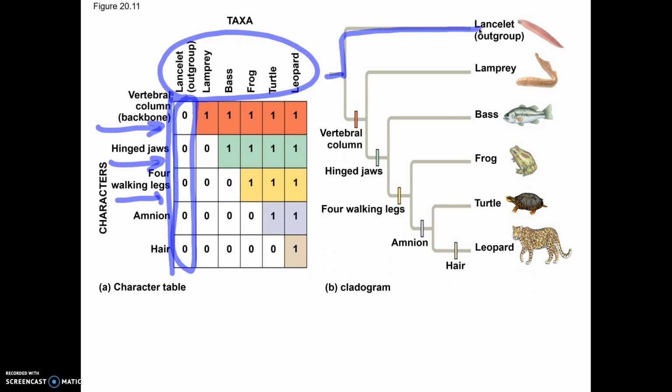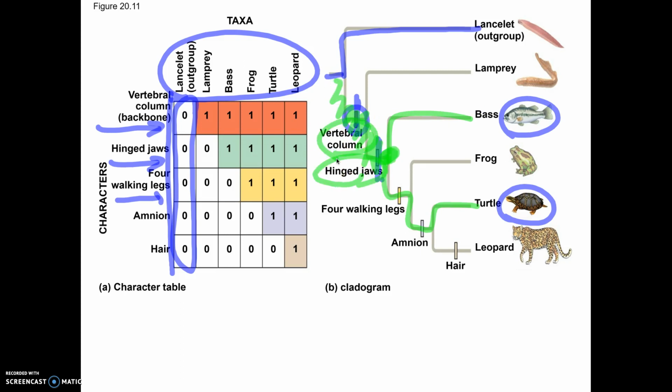And then as we go through, we can see that the first characteristic everybody else shares is a vertebral column or a backbone. And then everybody after this point has the backbone. Everybody after this point has the backbone plus jaws. So you could be asked a question like, what characteristics do the turtle and the bass both share? So what you would have to do is track back to where the turtle and the bass connect, which is here, and the characteristics they both share would be everything prior to where they diverge. So jaws and a vertebral column.